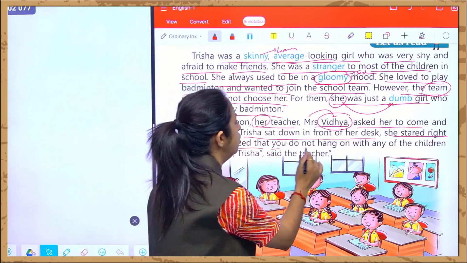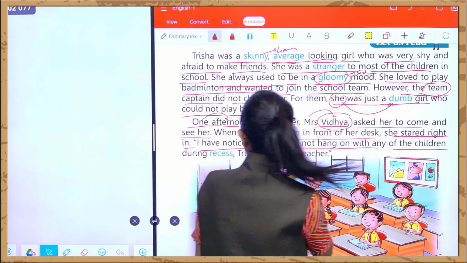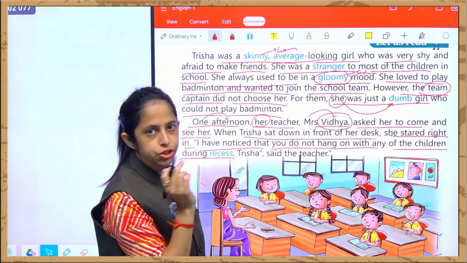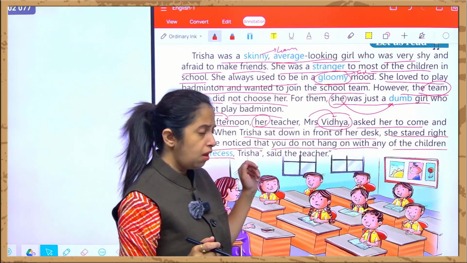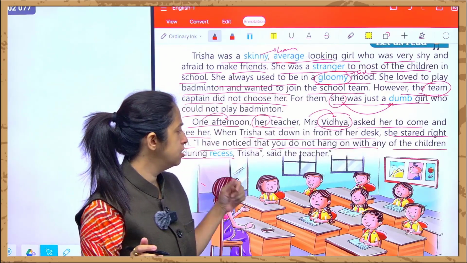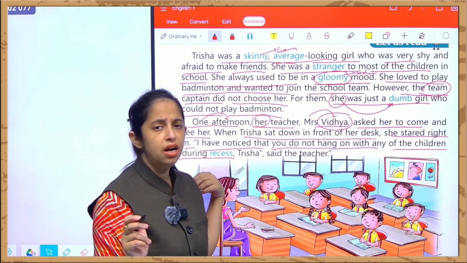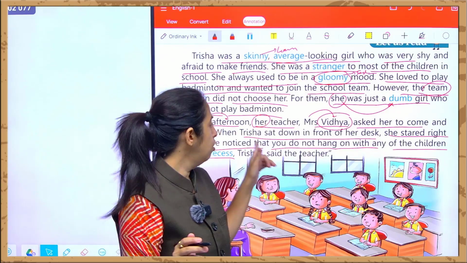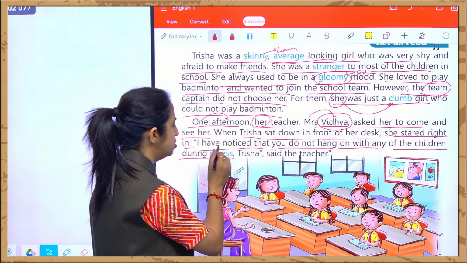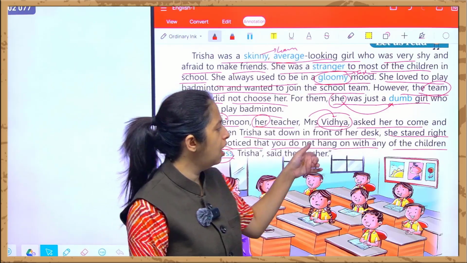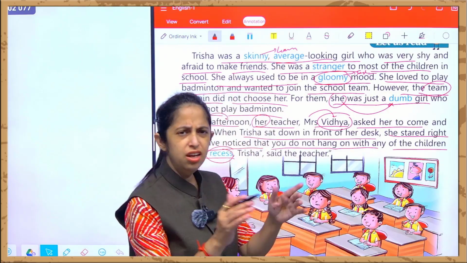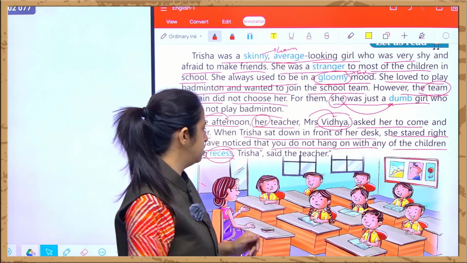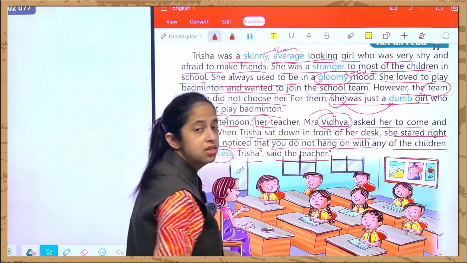I have noticed that you do not hang out with any of the children during the recess, Trisha, said the teacher. What is her class teacher saying? That I have noticed that you do not, during your recess time, means during your lunch time, during your break time, you do not hang out with any of your children of your class. Trisha, said the teacher. ये किसने बोला है?